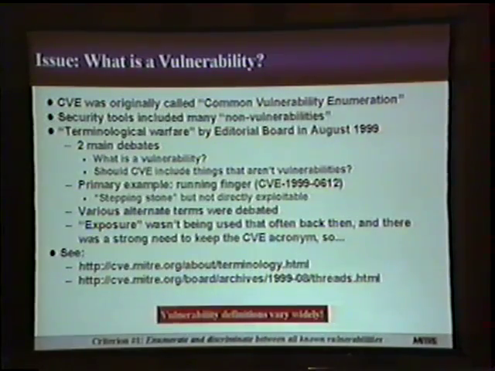The key point here is that vulnerability definitions really vary widely. So the idea of us trying to discriminate between all known vulnerabilities was a challenge in and of itself, because we couldn't get everyone to agree what vulnerabilities were. So now we've got this more slightly amorphous thing.